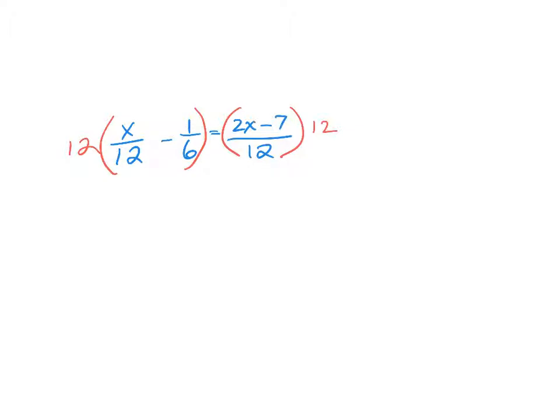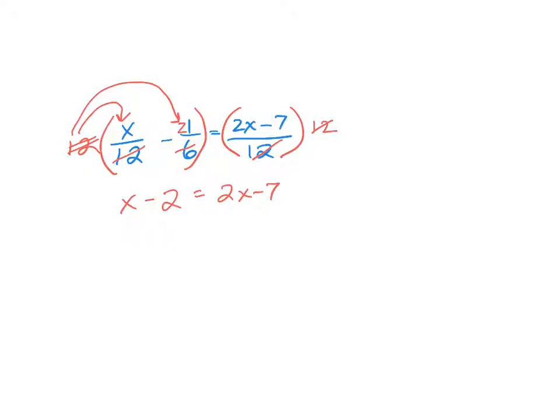The very first thing I'm going to do then is divide the 12 times the x over 12. The 12 and the 12 cancel, just leaving me with the x. I still need to multiply the 12 times the 1/6. The 12 and the 6 cancel, leaving me with a 2, so I get x minus 2 on the left-hand side. On the right-hand side, the 12 and the 12 cancel, just leaving me with 2x subtract 7.